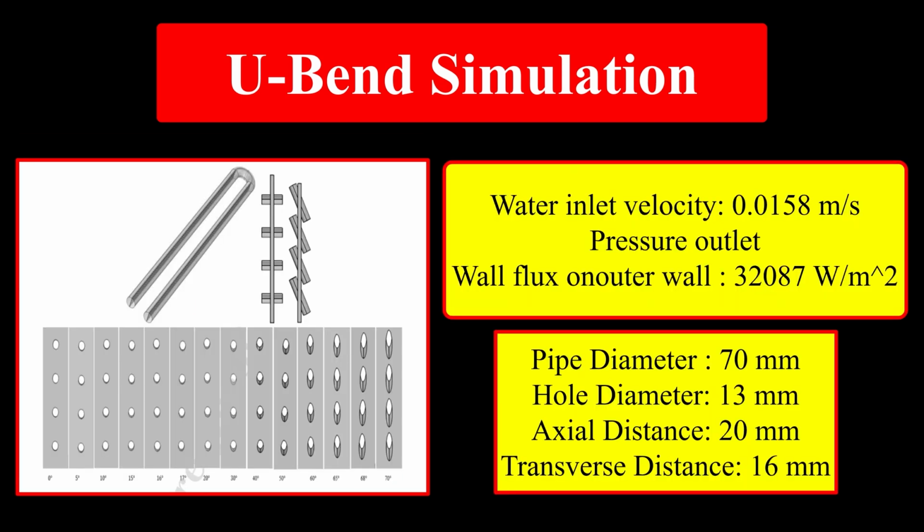The geometry used by the article is a U-shaped tube with a length of 1600 mm and a diameter of 70 mm. Inside the tube, a series of plates with holes are considered, and the diameter of each of these holes is 13 mm, the distance between these holes is 20 mm, and the distance between them is 16 mm in the transverse direction.